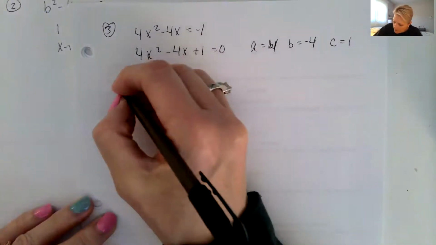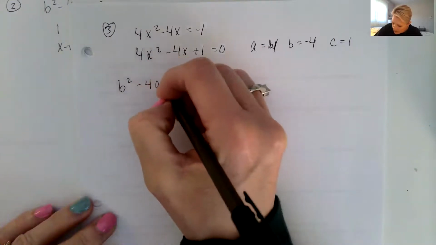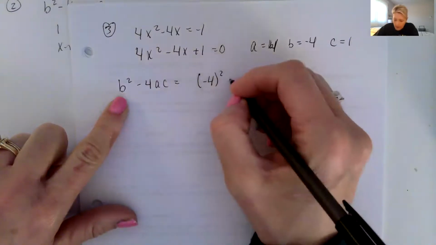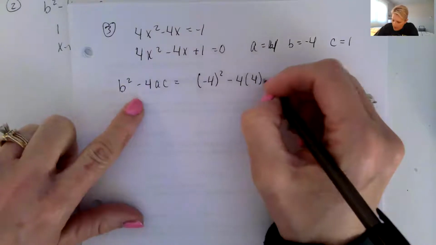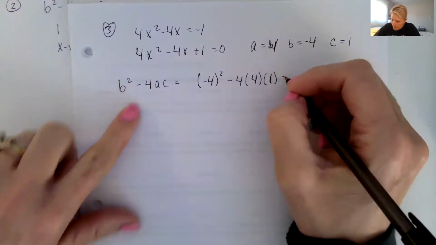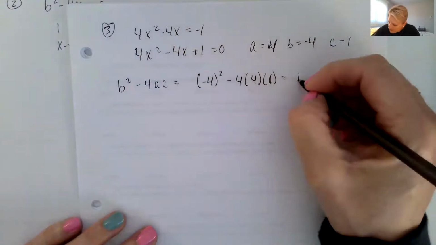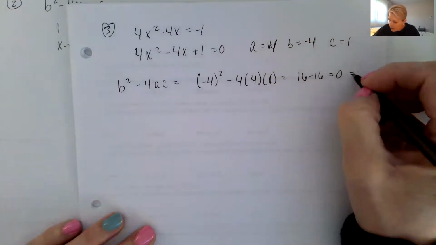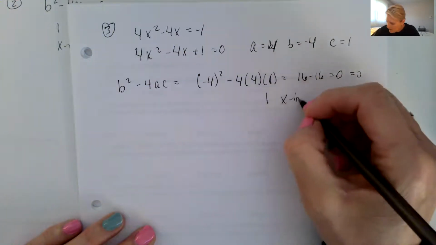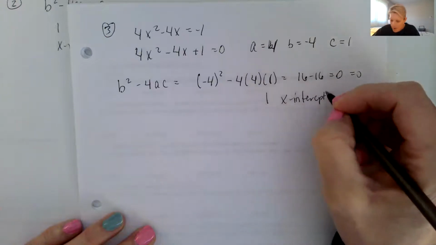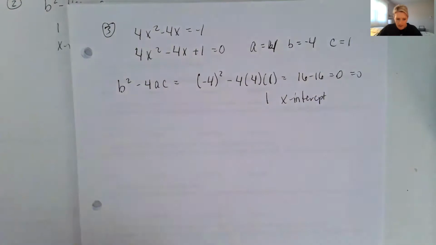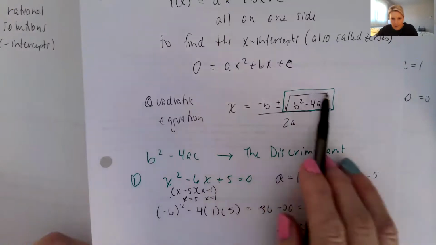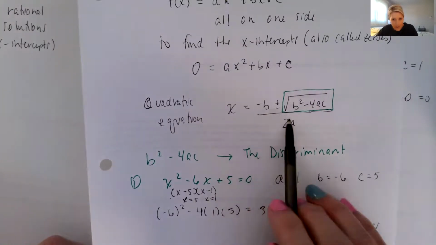And then I'm going to fill in b squared minus 4ac. So b squared, I'm going to put that in parentheses because I need to square the negative, minus 4 times a is 4 times c is 1. So this becomes 16 minus 16 equals 0. So when that equals 0, we have one x-intercept, because that means there's no plus or minus in the quadratic equation, right? Because if this goes to 0, it's just negative b over 2a, which is super cool.